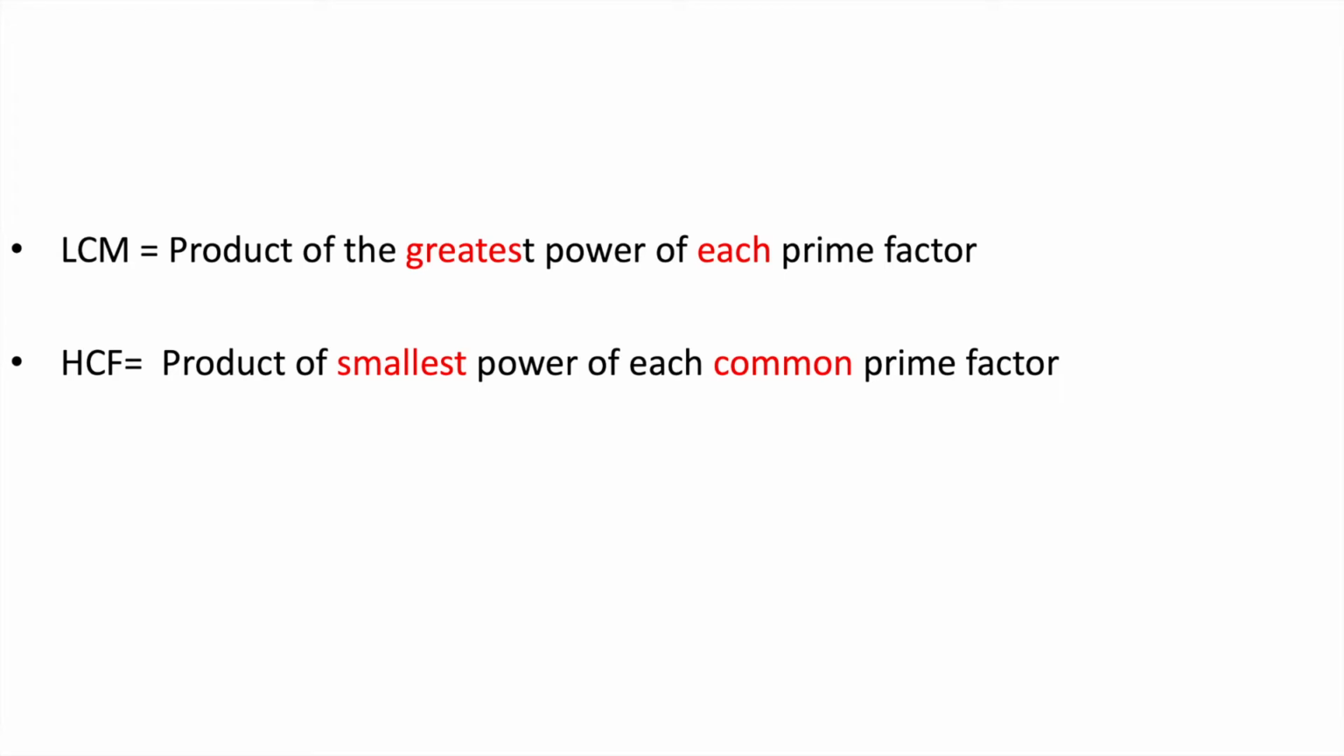LCM is the product of the greatest power of each prime factor, whereas HCF is the product of the smallest power of each common prime factor. See the difference? For LCM, we are considering the greatest power of each prime factor. Every prime factor we should consider for finding the LCM. But for HCF, we are considering only the common prime factor and the smallest power of that common prime factor.